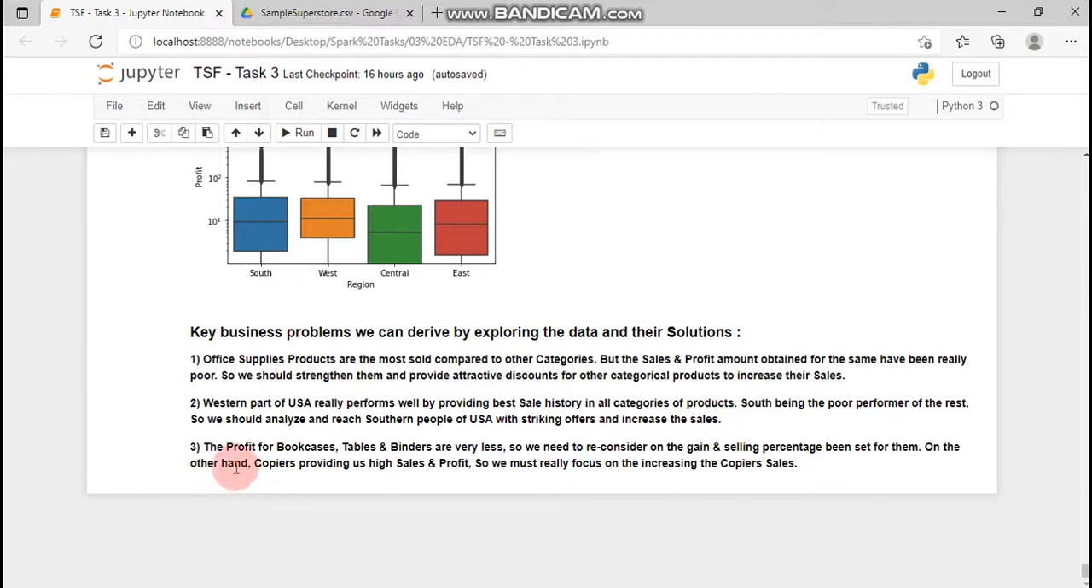3. The profit for bookcases, tables and binders is very low. So we need to reconsider the gain and selling percentage being set for them. On the other hand, copiers provide us high sales and profit. So we must really focus on increasing copier sales.